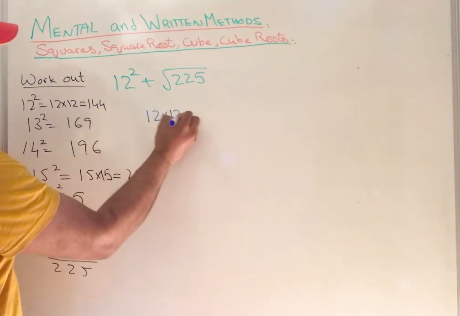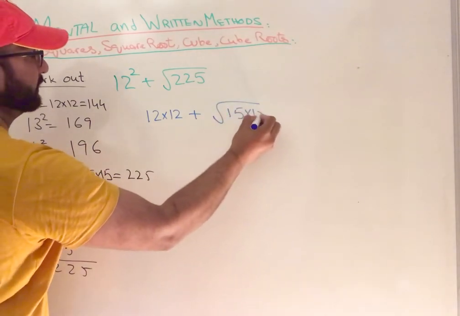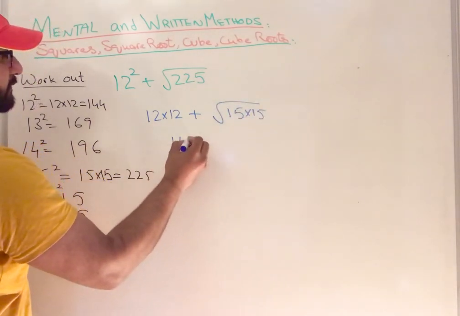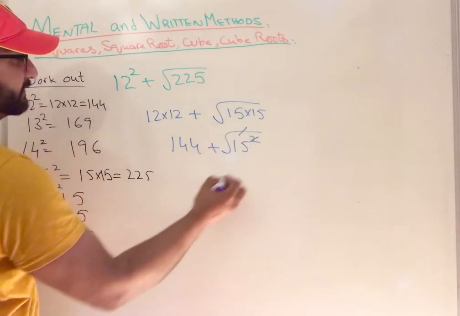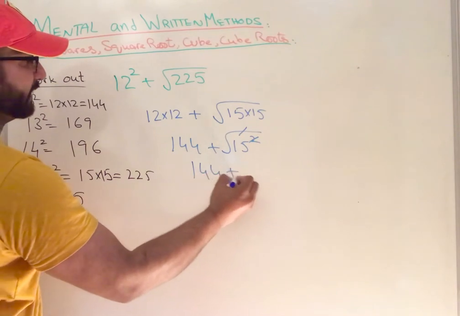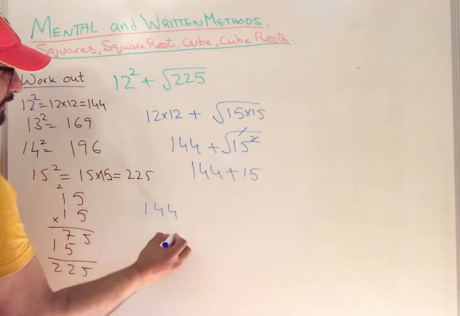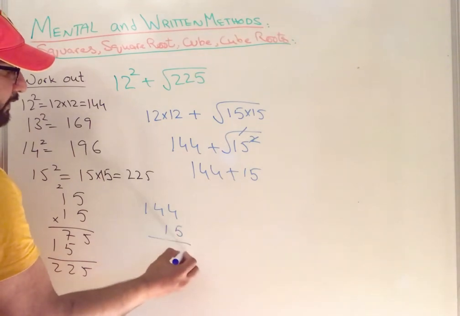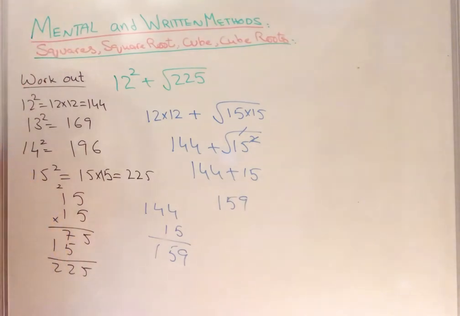12 times 12 plus 15 times 15. This will become 144 plus the square root of 15 squared. The square root cancels with the square. So 144 plus 15, we need to add the values. 144 plus 15 is 159. This is the answer. That's how we can work it out.